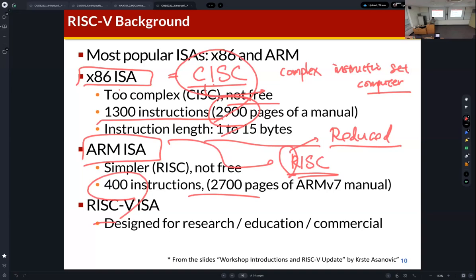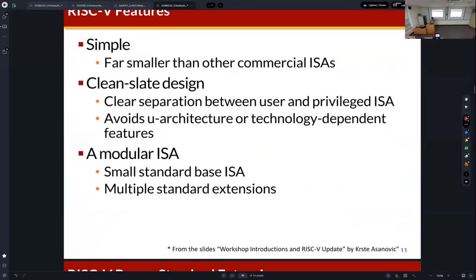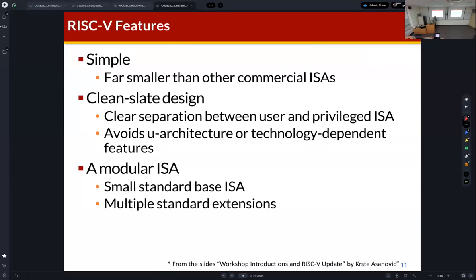And then RISC-V is designed for research, education, and also for commercial use. The features are a kind of design goal of the RISC-V ISA. It's simple and a clean state. Currently it is clean, but we can add more instructions. RISC-V can also become complex, but currently it keeps a clean state. Also, another feature is that RISC-V is a modular ISA, which means we can add more features to the RISC-V ISA. So let's see an example.